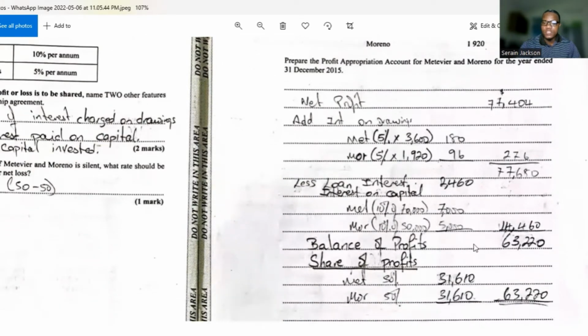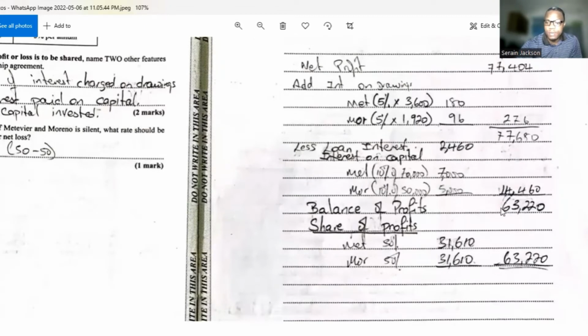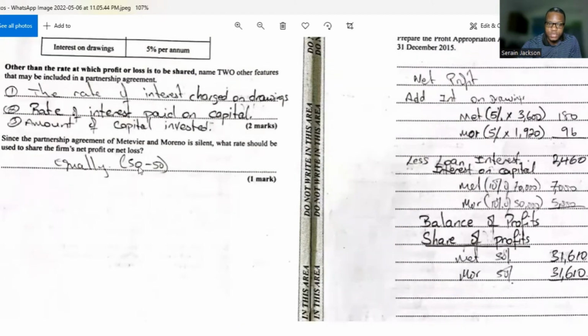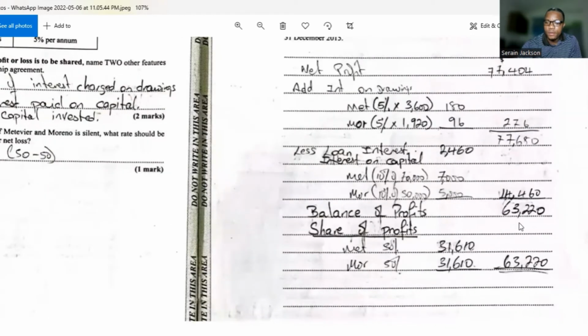That is what you're going to subtract from 77,680 to give the balance of profits, which is 63,220. This is the balance of profits that we are going to share up. We have already stated they share profits and losses equally, or 50-50. So divide this 63,220 by 2, and you get 31,610 for both of them. You put the balance there, which is 63,220.